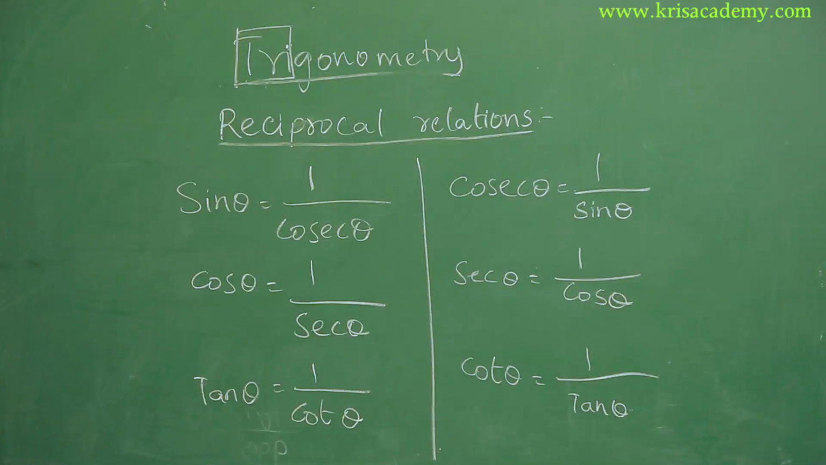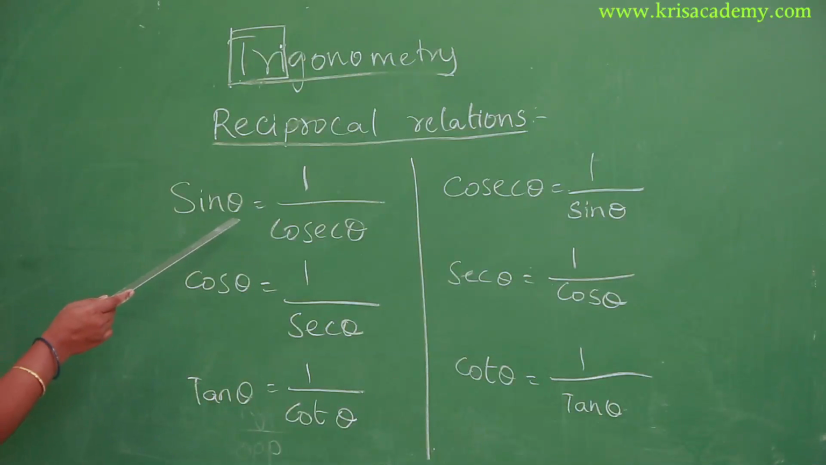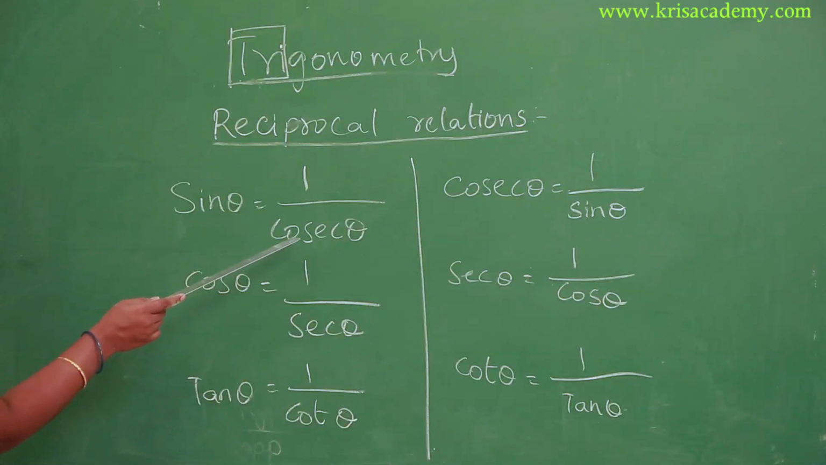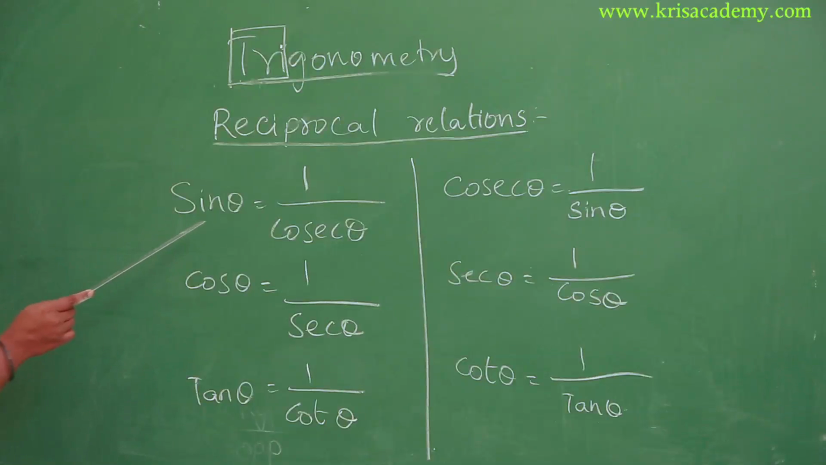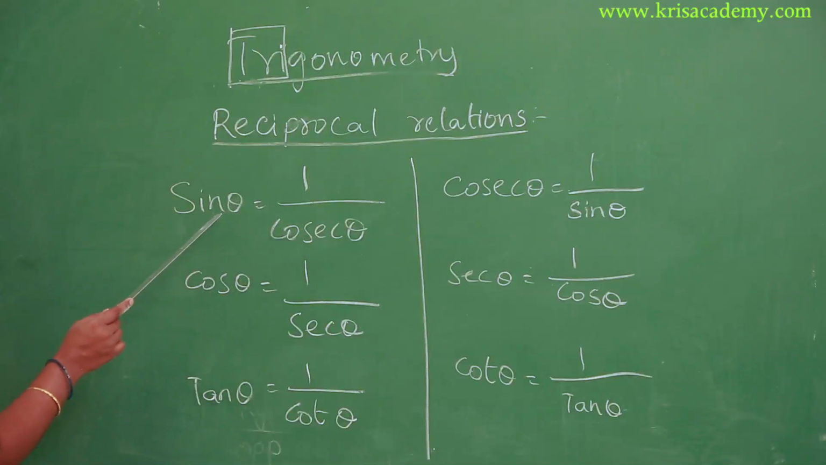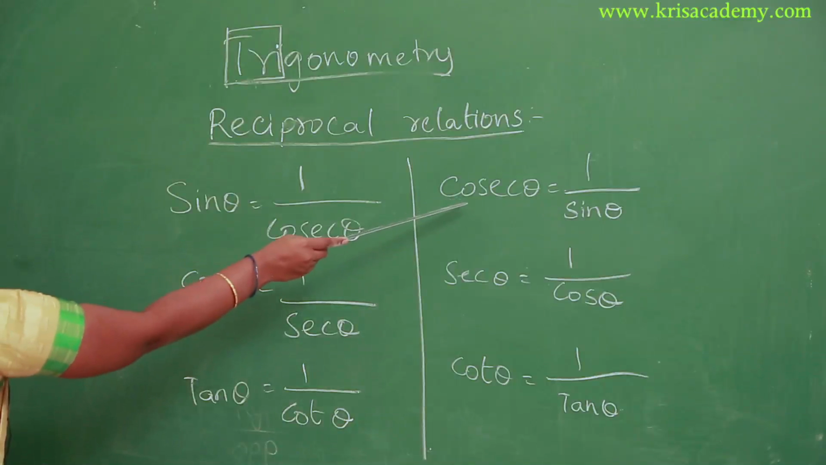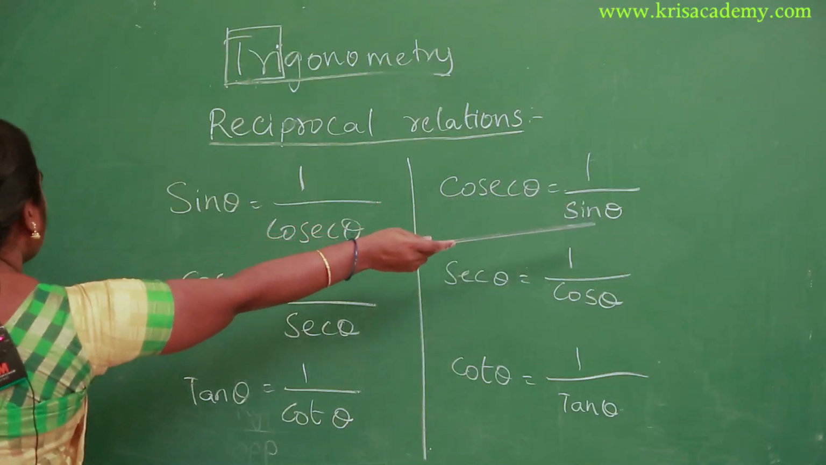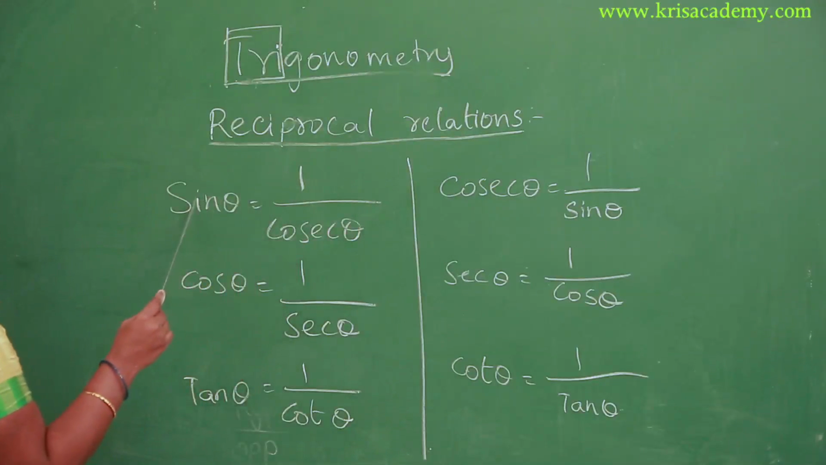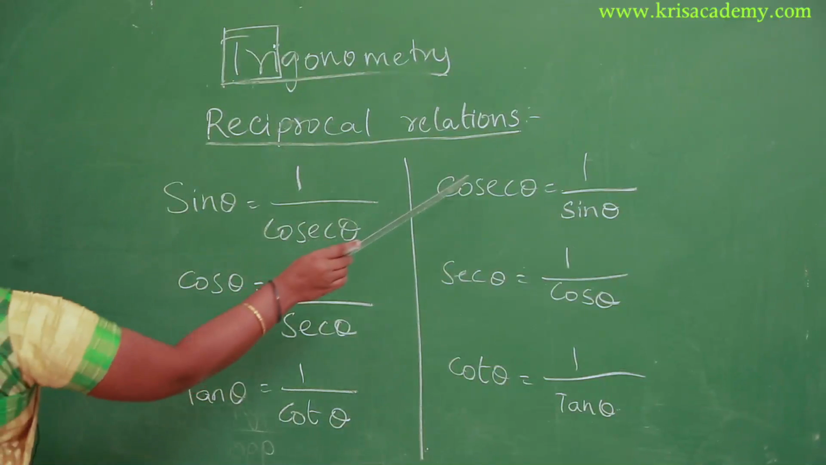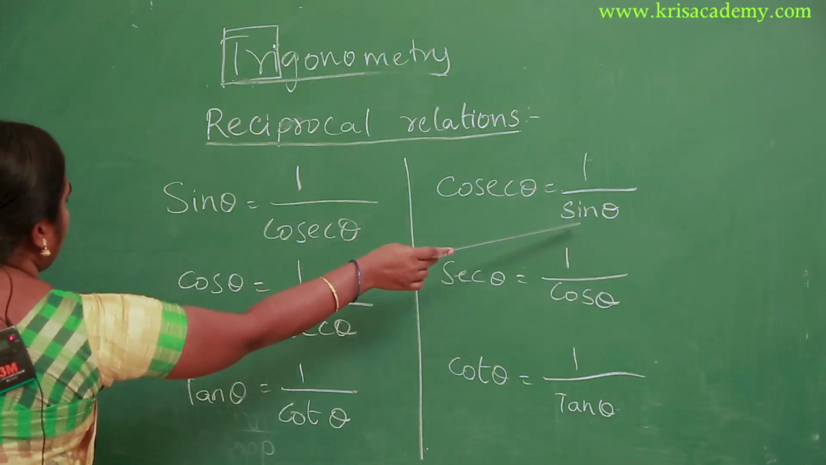Now after knowing the trigonometric ratios, we should know about reciprocal relations. Sin theta is equal to 1 by cosecant theta. So sin theta is the reciprocal of cosecant theta. In the same way, cosecant theta is equal to 1 by sin theta. Sin is the reciprocal of cosecant, and cosecant is the reciprocal of sin.